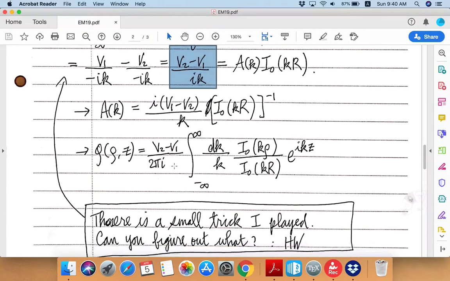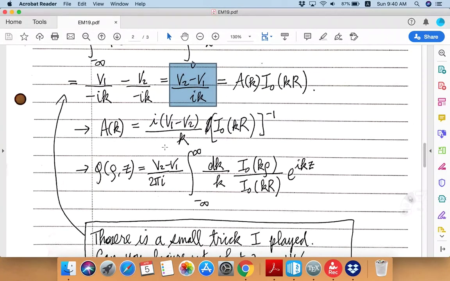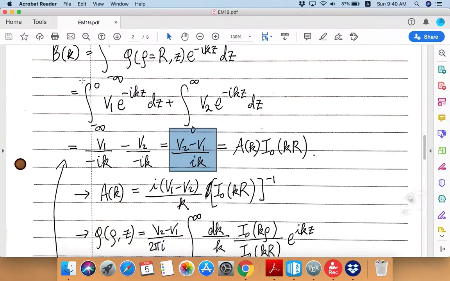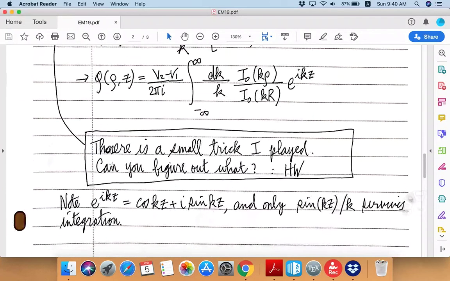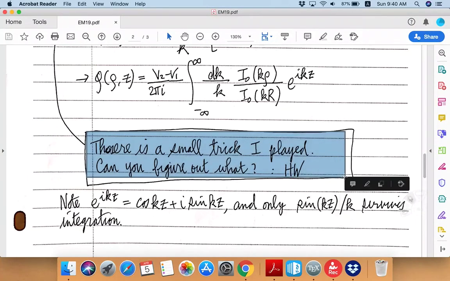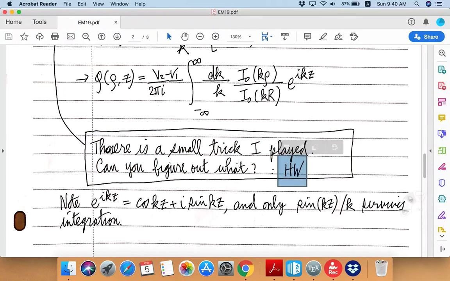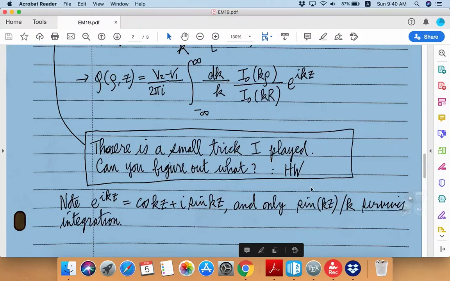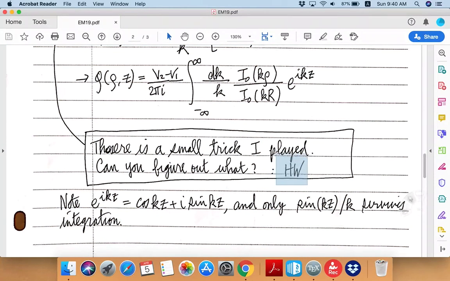Just one minor note. When you do the integral and arrive at this result, there's a small trick that I had to play. And I really want you to figure out what that trick is. That's another piece of homework problem that accompanies this lecture. The answer is actually already in the textbook as a footnote. So just look it up and digest that.